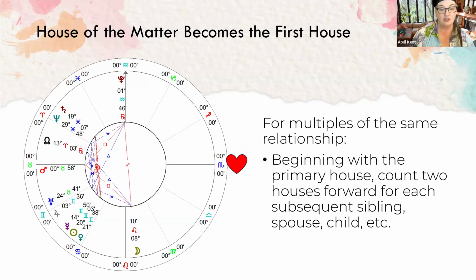For example, if you want to talk about marriages, somebody's married more than once, you start with the 7th house, the house of marriage. And for the 2nd marriage, you start there and you count 1, 2, 3. That's the 9th house for the 2nd marriage. If they get married again, 1, 2, 3, and there's the third marriage. And if it's Elizabeth Taylor or somebody, you just keep going around and around the chart.